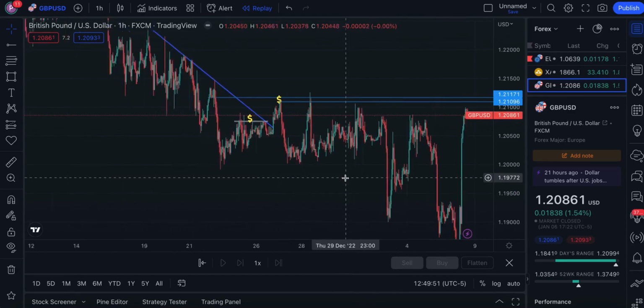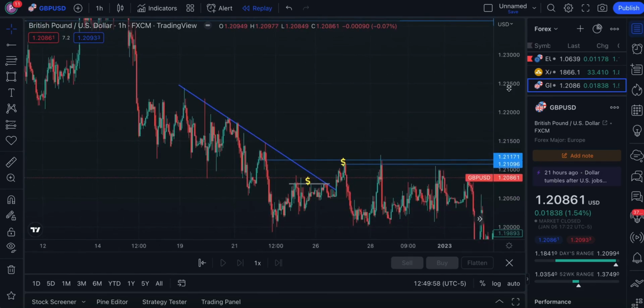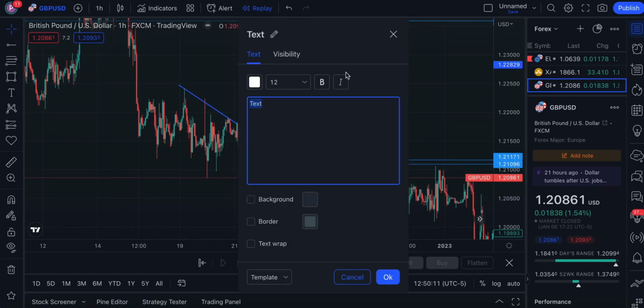Also, I get asked often, how do you know which pairs to trade? Sometimes I trade EU, sometimes I trade GU. Well, you just gotta look at the price action. You have to ask yourself, which pair do you think is the cleanest? Let me actually write it down. Which pair do you think is the cleanest?